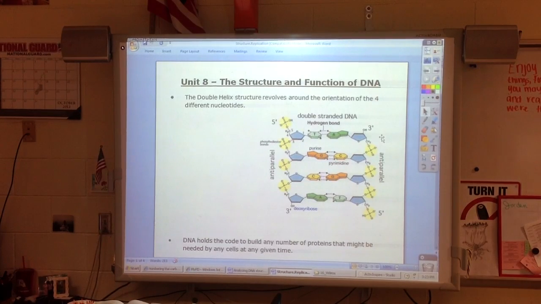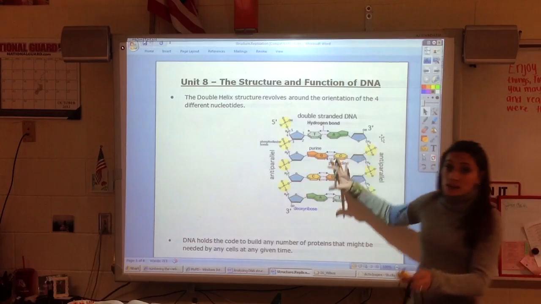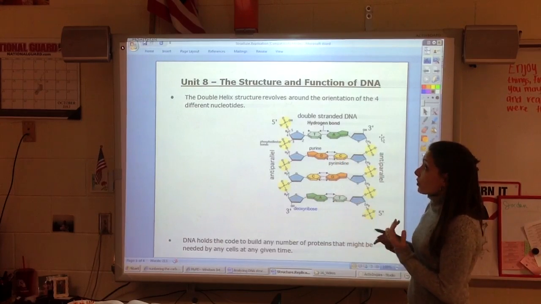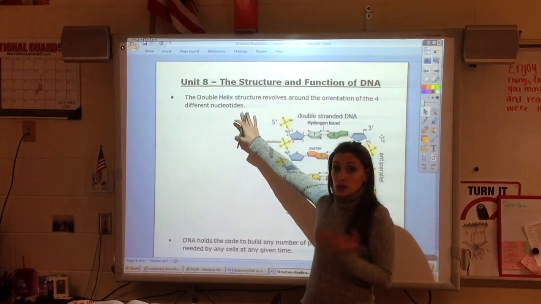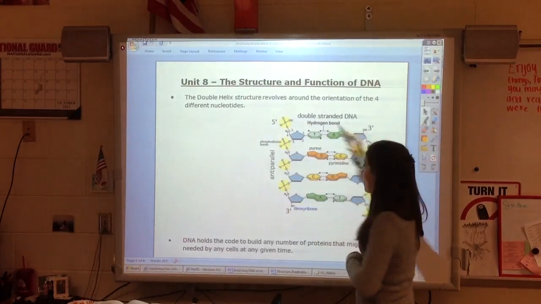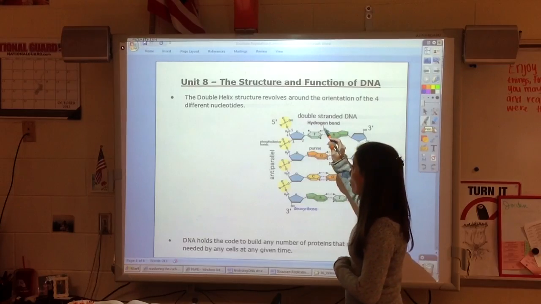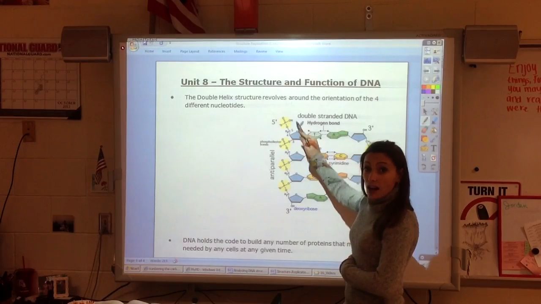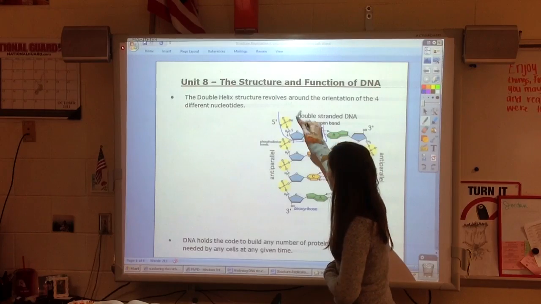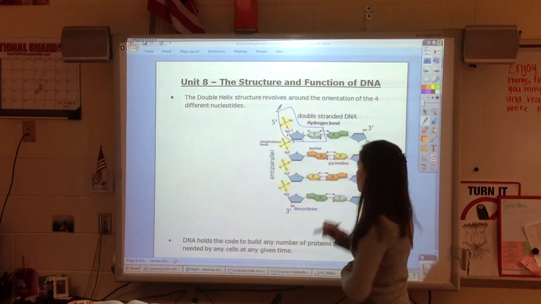At this point, you should be able to recognize and describe the structure of DNA. You should know what it's made of, so you should be able to define what a nucleotide is. Of course, we can identify that here in a picture. A nucleotide has a sugar, a phosphate, and a nitrogen base. So this would be one single nucleotide.